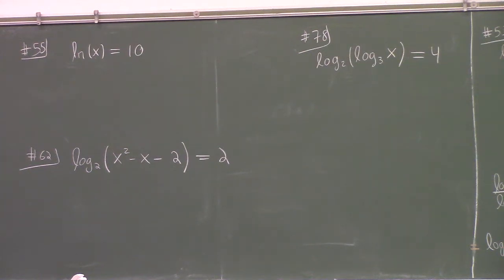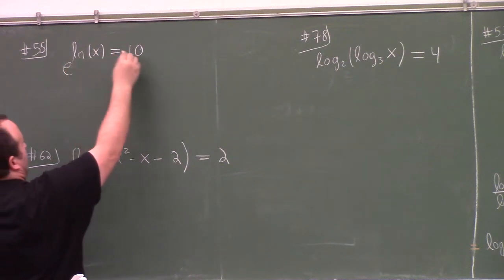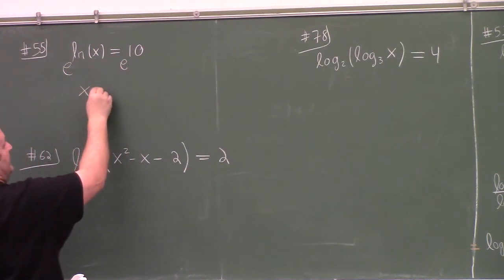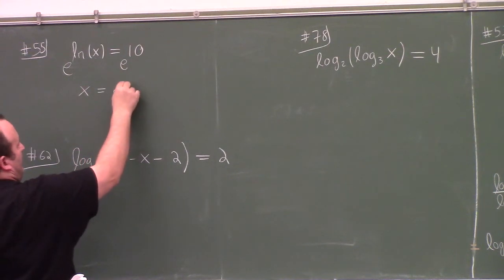Okay, so problem 55. This is easy. We just do what? We take the exponential of both sides, right? So e to the natural log of x is equal to e to the 10. e to the log x is just x. The answer is x equals e to the power 10.